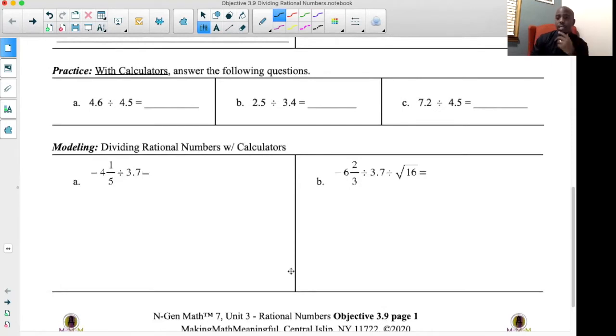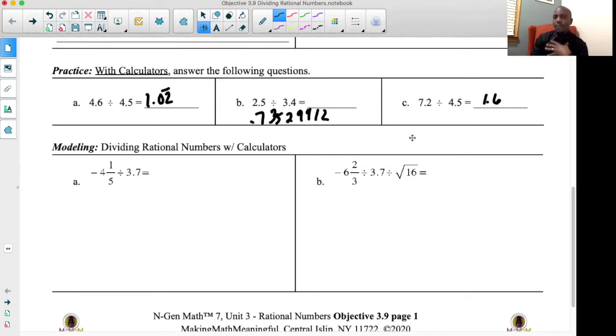Look at the practice problems here, similar to lesson 3.8. Use your calculator to solve A, B, and C. You're dividing here. So when you put in 4.6 divided by 4.5, what do you get on your calculator? You should end up getting 1.02, and that 2 should be repeating. For B, you should end up getting a pretty big decimal, but it does stop: 0.73529412, something like that. And for C, you should end up getting 1.6. These are our answers for A, B, and C.